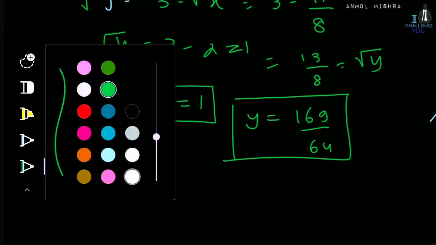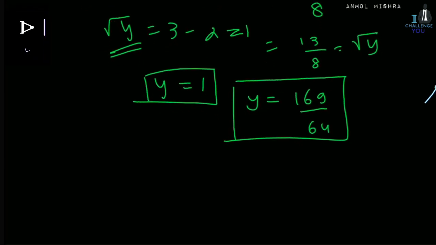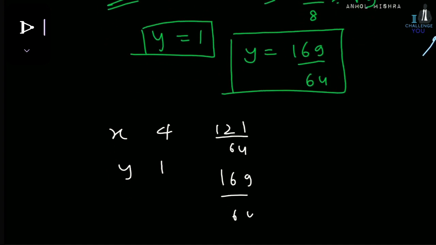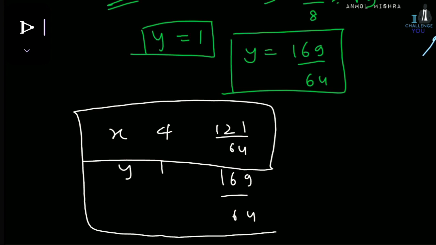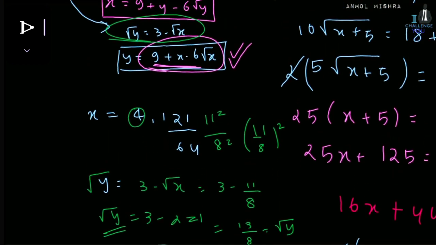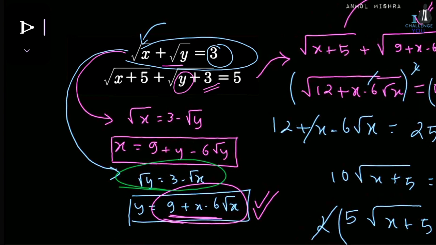So let us write our final answer. Therefore, if x is equal to 4, we get y equal to 1, and if x is equal to 121 by 64, y is equal to 169 upon 64. These are the values of x and y respectively. If x is this, y is this. If x is this, y is this. So hence we have solved this problem to obtain the values of x and y. Here the sum gets over.